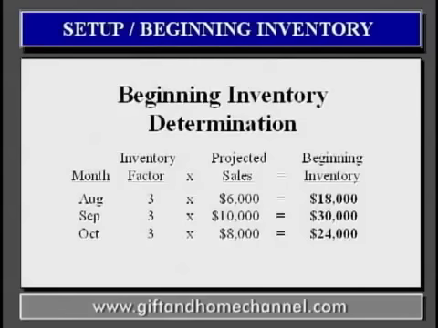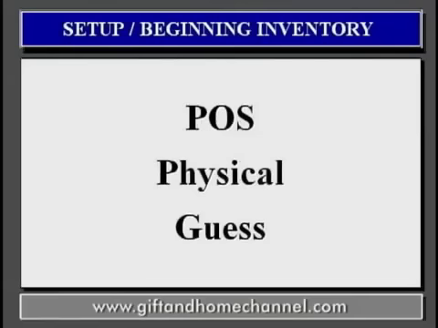So what this means is that in August, you need to begin the month with $18,000 worth of merchandise in order to support $6,000 worth of sales at a 4-time turn rate. In September, you need $30,000 to support $10,000 worth of sales at a 4-time turn rate, and on and on. And like I said, you would calculate this out for 12 months in each department.